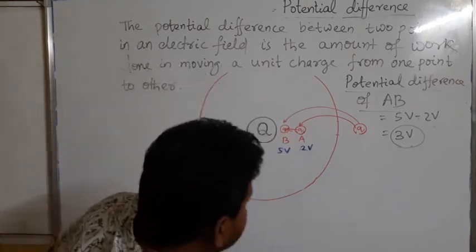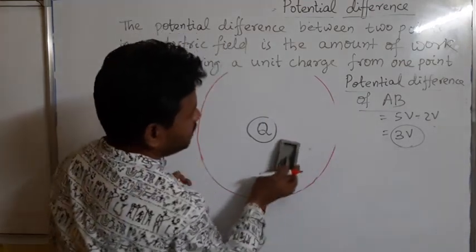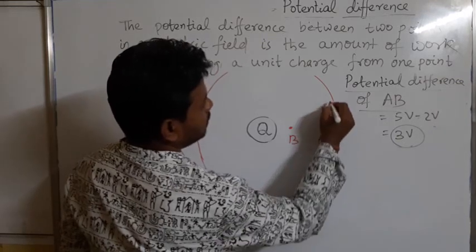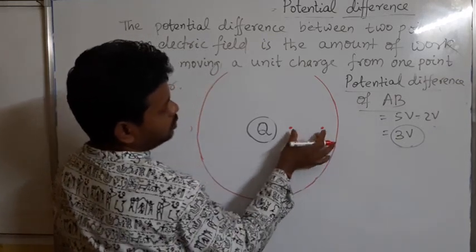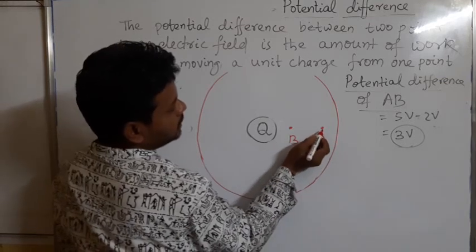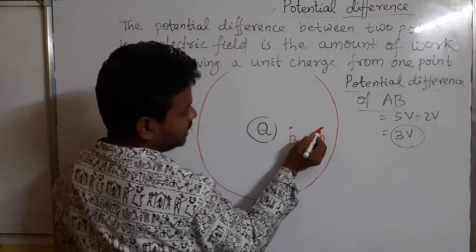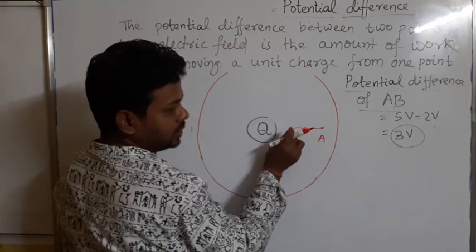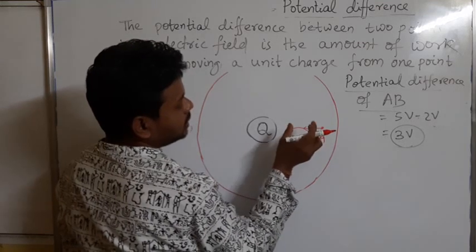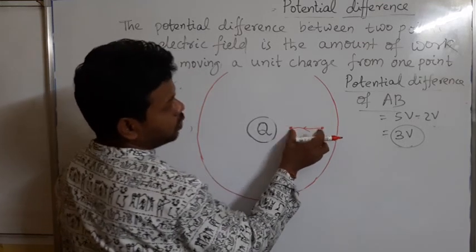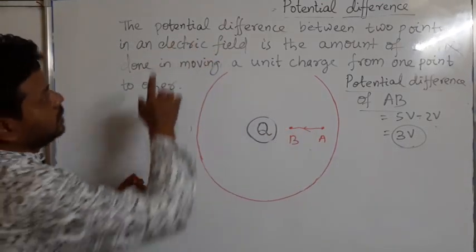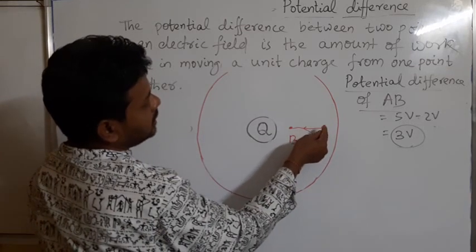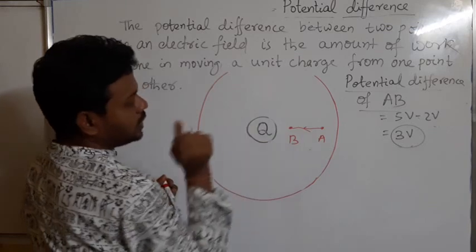It means if this is a point, if you want to find the potential difference between A and B, then the amount of work done in bringing a unit charge from point A to point B, that much work done will be the potential difference of these 2 points. So I have written the potential difference between 2 points in an electric field is the amount of work done in bringing a unit charge from one point to another.